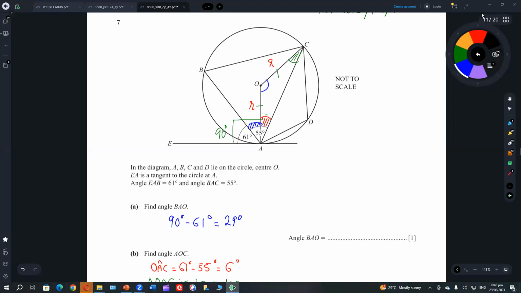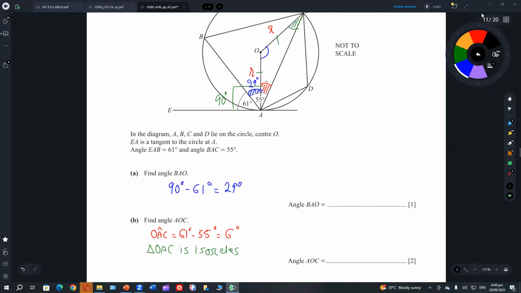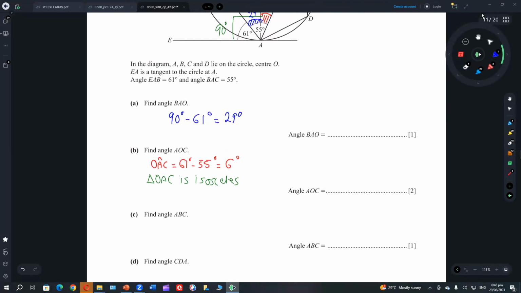that the blue angle is 29. The blue angle is 29. If the blue angle is 29 and the total below is 55, what should be the red angle? 55 minus 29. So this is a mistake. So it'll be 26. How much? 26. Yes.